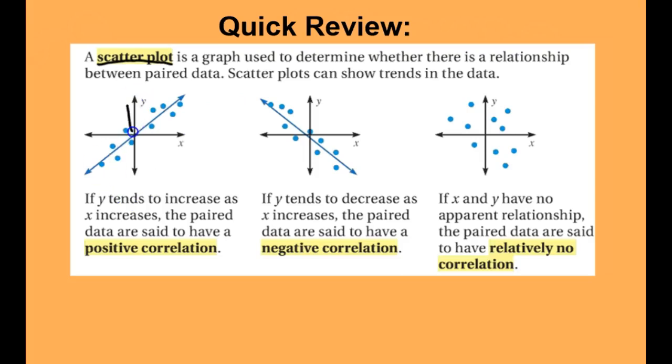So if our y tends to go up as our x goes up or increases, they're said to have a positive correlation. If our y tends to go down while our x goes up, they have a negative correlation. And if they're just random points on our graph or they have no relationship, then we can say they have no correlation. You can always remember this by positive is going uphill, negative is going downhill. No correlation is just random points on our graph here.